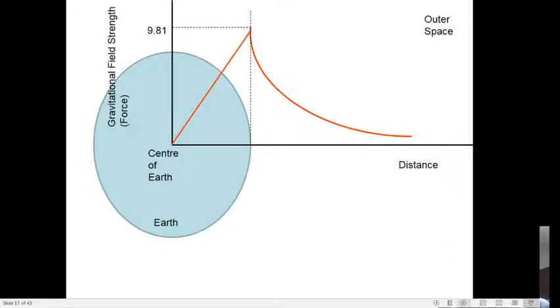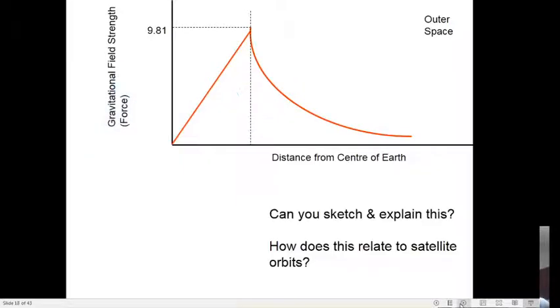Okay, so that should be a graph. Hopefully some of you sketched that out and got the idea of that already. Can you sketch it and explain it? It's pretty extension for GCSE this, but if that works for you and makes sense, then you're doing well. So can you sketch and explain it?